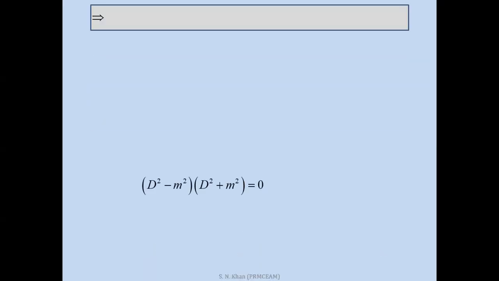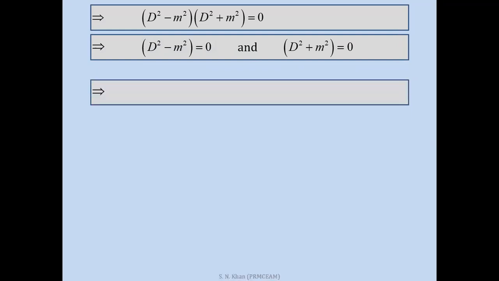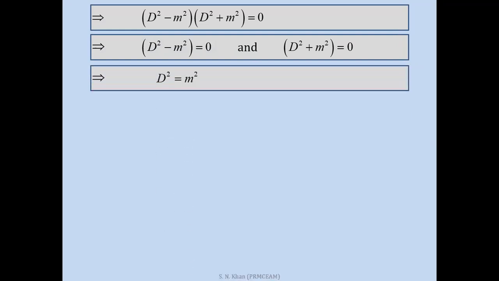So I am writing it here. Therefore, (D^2 - m^2)(D^2 + m^2) = 0. And now it means that either the first bracket equals 0 or the second bracket equals 0. So D^2 - m^2 = 0 and D^2 + m^2 = 0. From the first equation, we can get D^2 = m^2, as we transferred m^2 to the right side. And from the second bracket, it will be D^2 = -m^2.